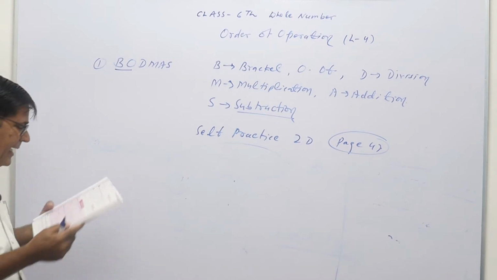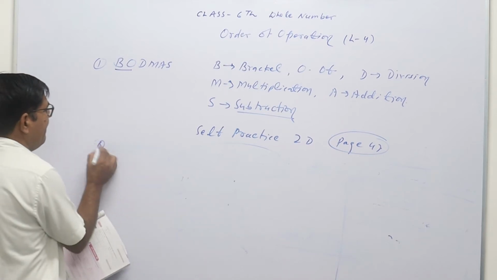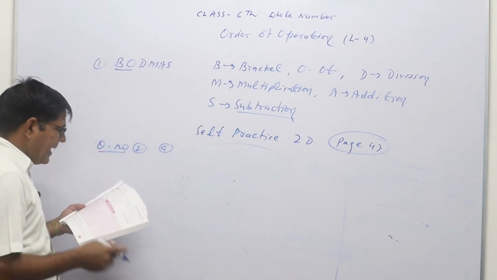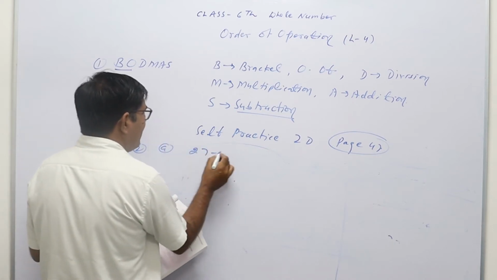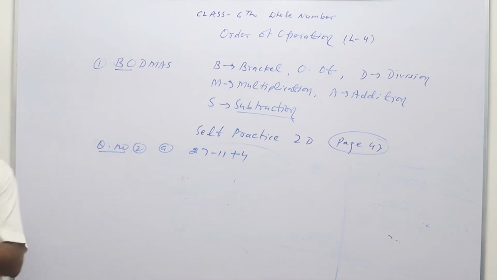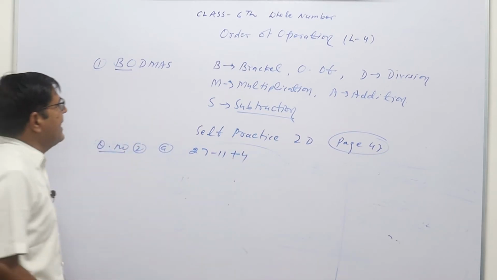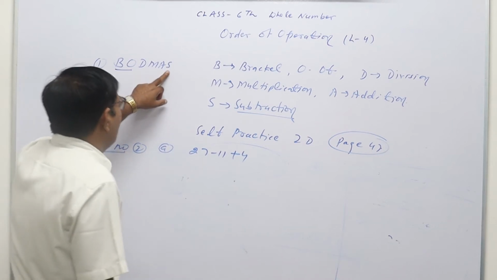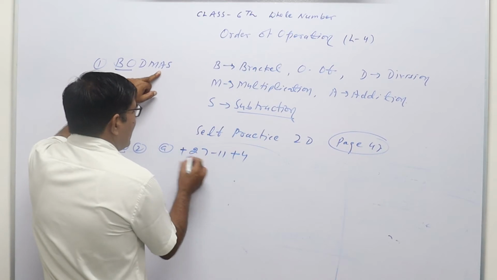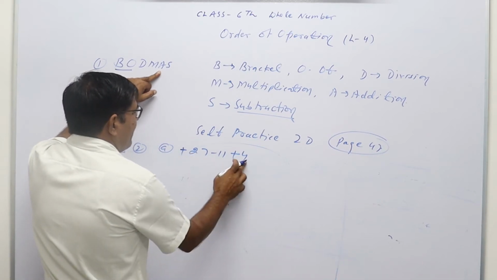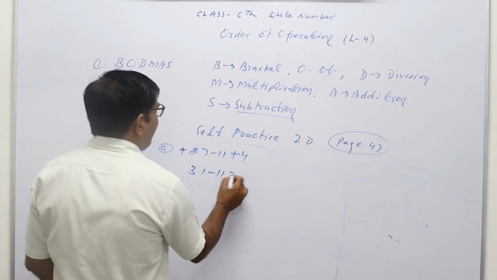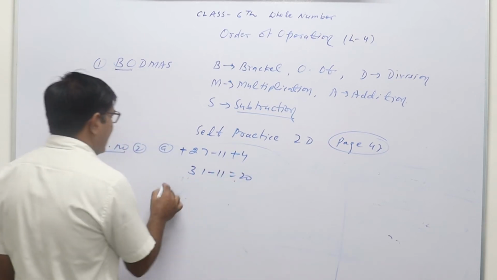Now question number second. Now we have to simplify. So question number second, first part A, 27 minus 11 plus 4. So there are two operations, subtraction and addition. Subtraction we always do at the last, first addition. So 27 plus 4, this is 31. 31 minus 11, that will be equal to 20.